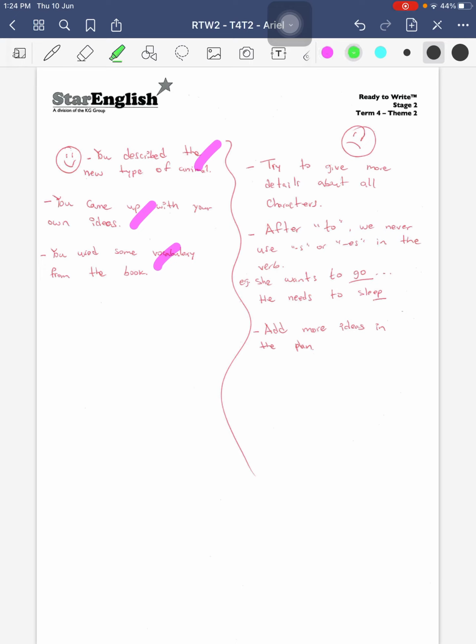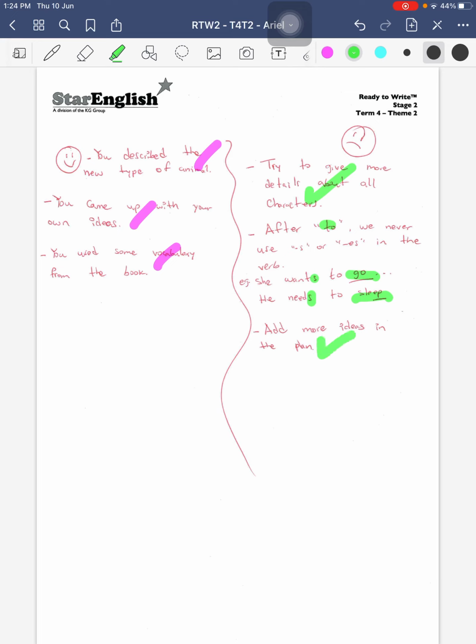Now, things we have to be careful of: try to describe more about the characters, all of them, all the people or the creatures, or monsters, or whatever character is in your story. And after "to," we never use S. She wants to go, see? He needs to sleep. The S is only in the first verb.